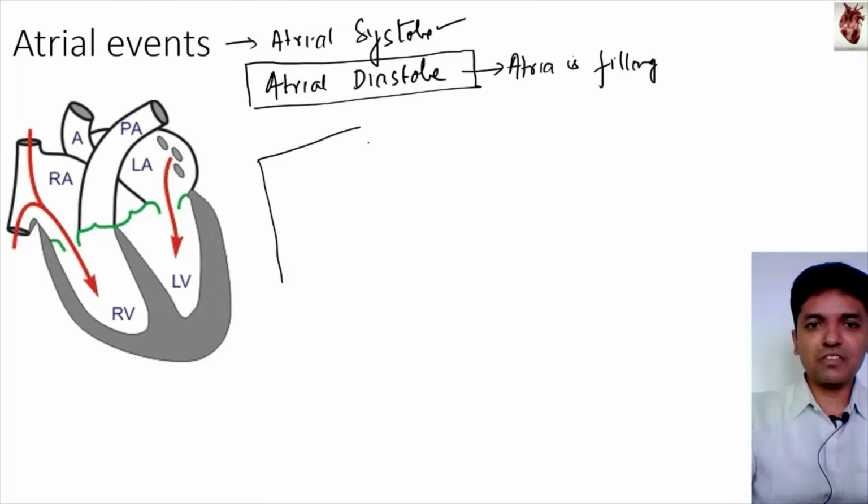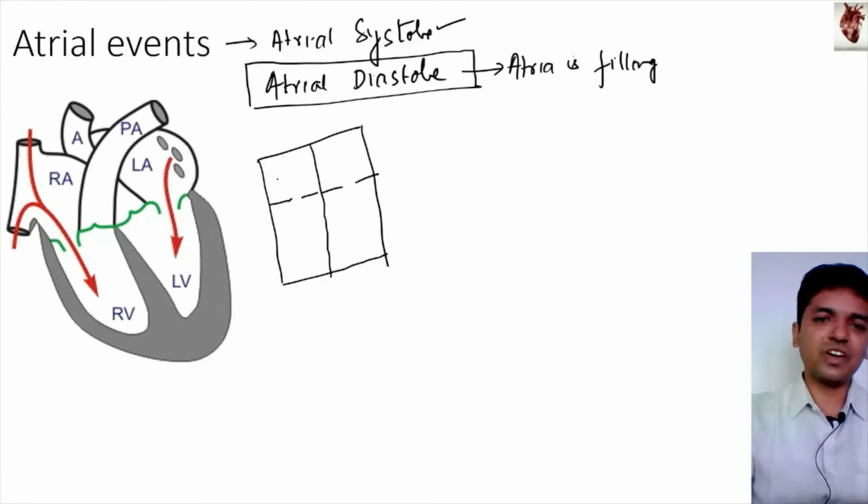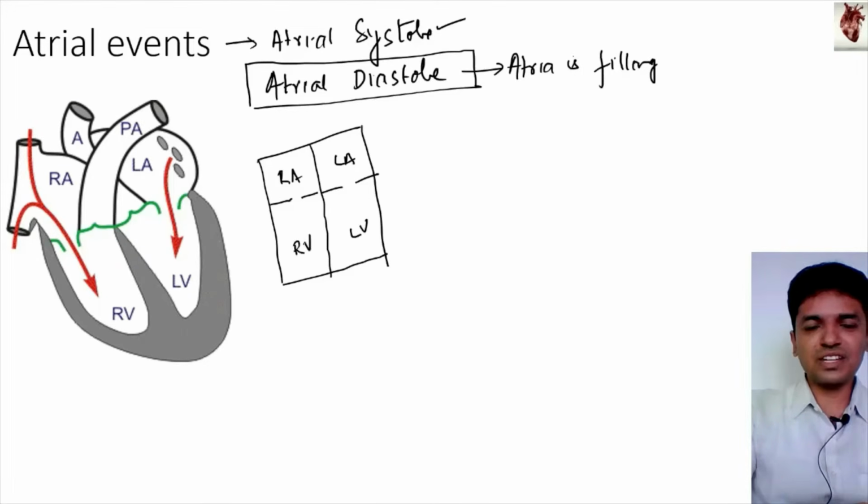Let's say a very simple diagram I am going to draw. This is the heart. Don't mind, I am drawing it in the form of a rectangle. This is our left atrium. This is our left ventricle. This is our right atrium, and this is our right ventricle.